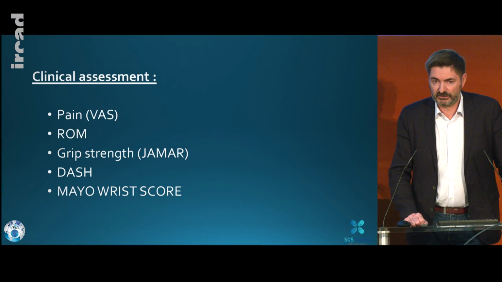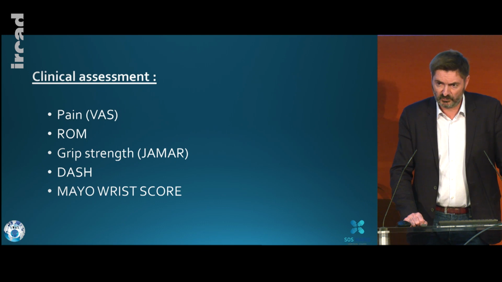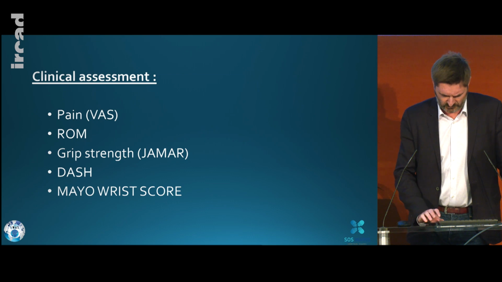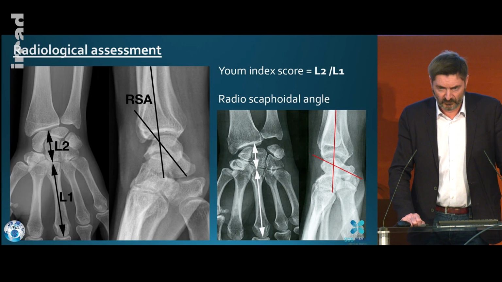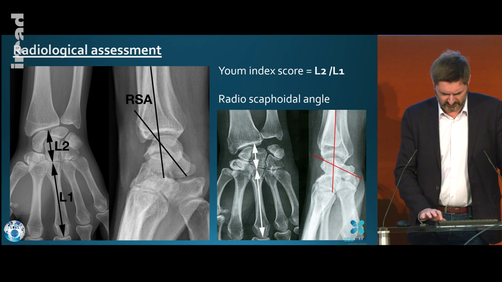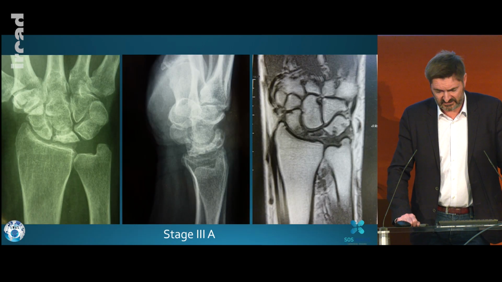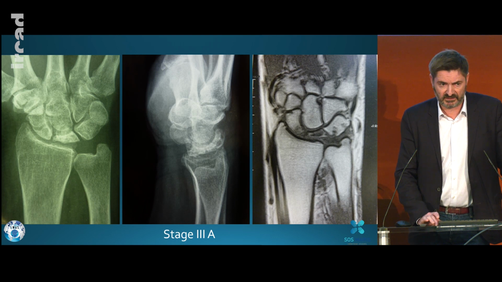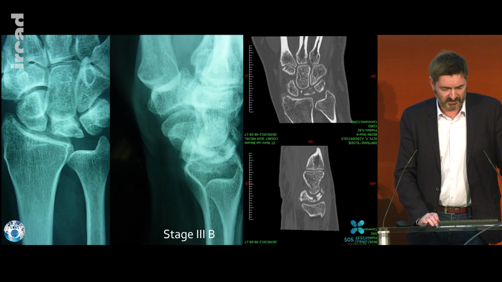For clinical evaluation, we had pain, mobility, strength, and clinical scores such as DASH and Mayo wrist scores. For radiologic evaluation, it was the Hume index score and radioscaphoid angle. So this is a classical stage 3A without collapse, but in this stage we have fragmentation of the lunate, so it could be a 3C, and this is with collapse, a 3B, but it could be a 3C because there is also fragmentation.